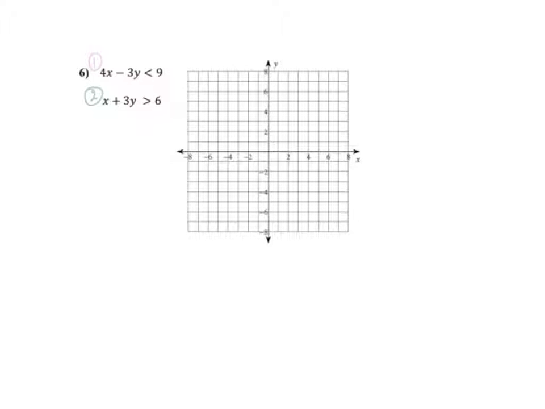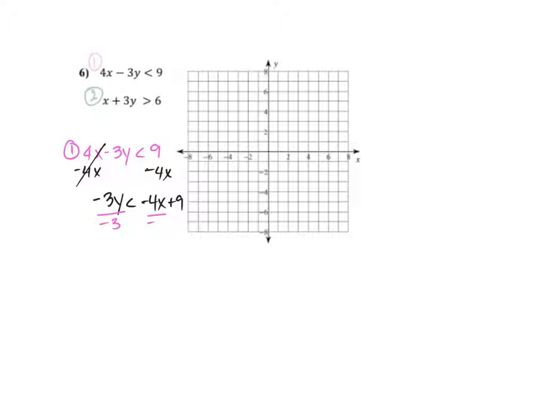All right, so for my first equation that I want to graph, I need to get the y by itself. So I'm going to rewrite the equation here so I can work it out. I need to move over the 4x, so I have to subtract the 4x to get rid of it. So that cancels. I have -3y is greater than -4x plus 9. And if I am trying to get the y by itself, I need to now go ahead and divide by -3.